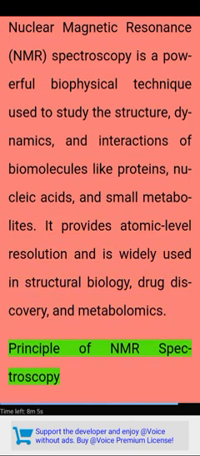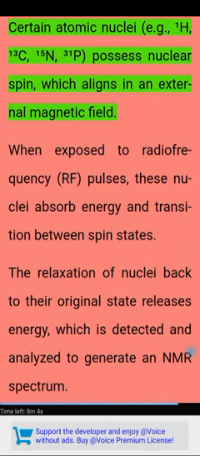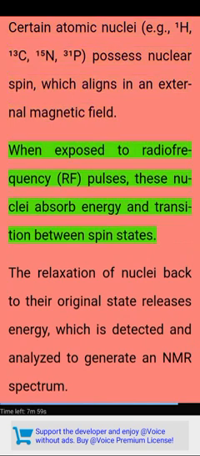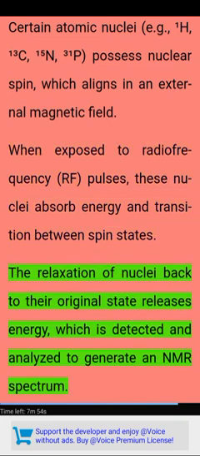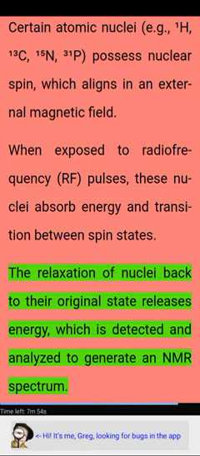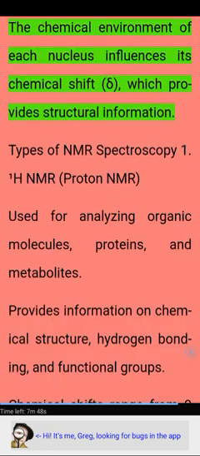Principle of NMR spectroscopy. Certain atomic nuclei, e.g., ¹H, ¹³C, ¹⁵N, ³¹P, possess nuclear spin, which aligns in an external magnetic field. When exposed to radio frequency (RF) pulses, these nuclei absorb energy and transition between spin states. The relaxation of nuclei back to their original state releases energy, which is detected and analyzed to generate an NMR spectrum. The chemical environment of each nucleus influences its chemical shift (delta), which provides structural information.